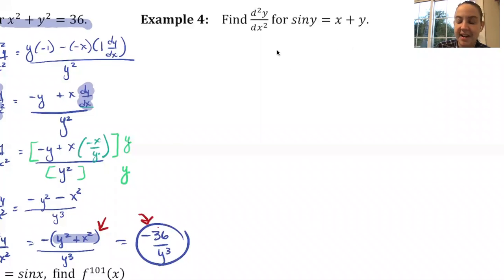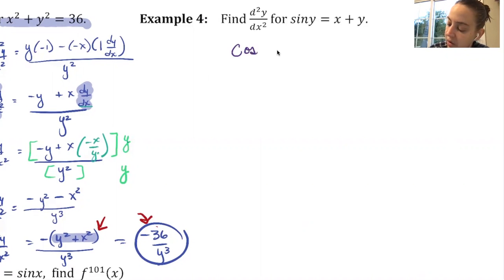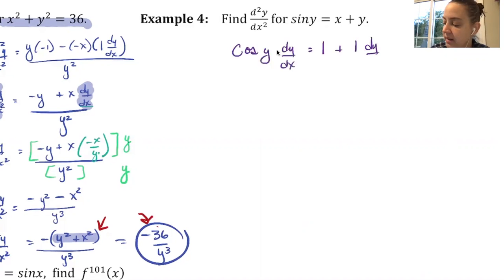All right, let's try another one here with implicit differentiation. So let's mix up our colors a little bit. Sine of y equals x plus y. So the derivative of the sine of y is going to be the cosine of y dy dx is equal to the derivative of x is 1 and the derivative of y is 1 dy dx. No product rule here, so that's kind of nice. But I do have two different dy dx's, so I need to get those on the same side. I'm going to subtract to the left. Cosine of y dy dx minus 1 dy dx is equal to 1. So I'm going to factor out a dy dx.